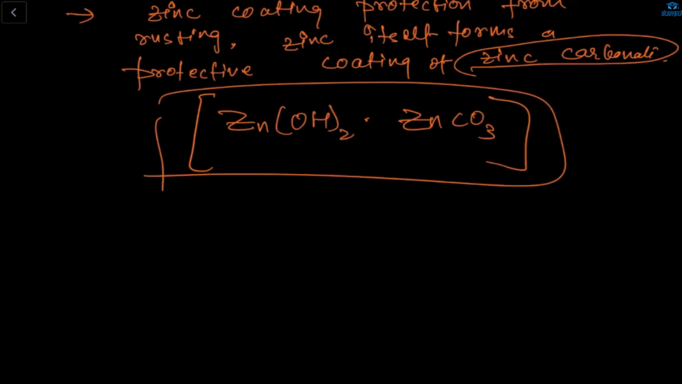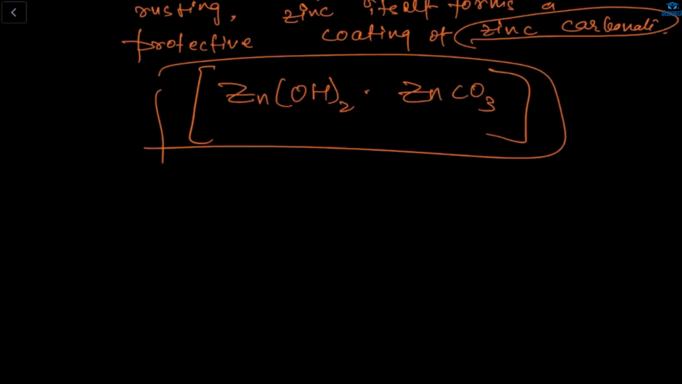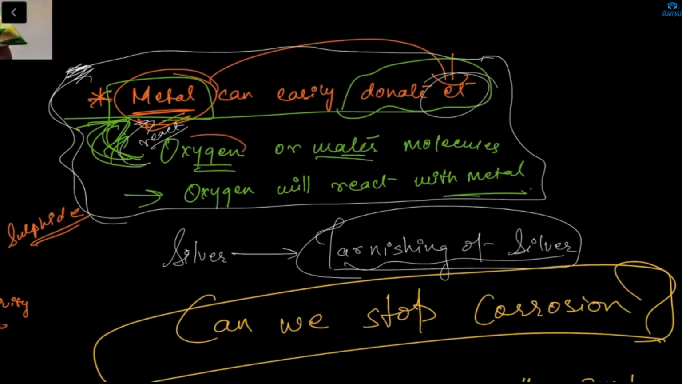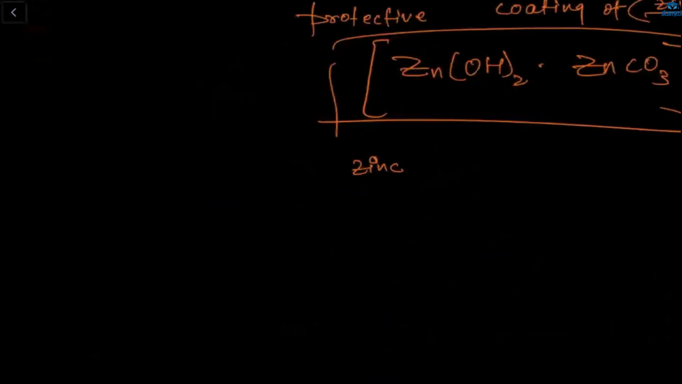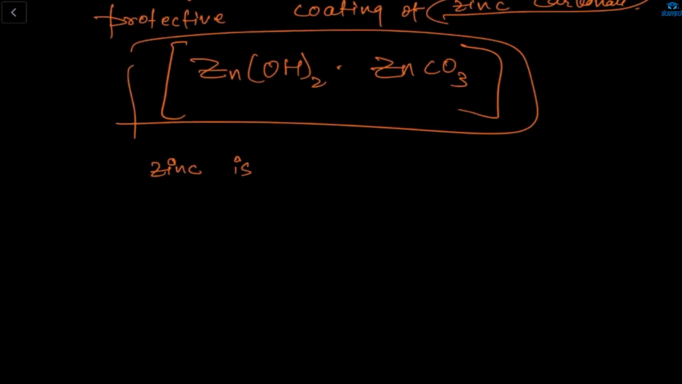So zinc is more reactive. Zinc will say, if you want electrons, come and ask me. Don't touch my metal. So zinc will act as a barrier between the metal and the water molecule. Oxygen and water molecules want electrons, that's why they come in contact with the metal. Zinc is more reactive and has the electrons, so zinc will say come in contact with me, I'll give you the electron. Don't go to the metal. Zinc will act as a barrier.